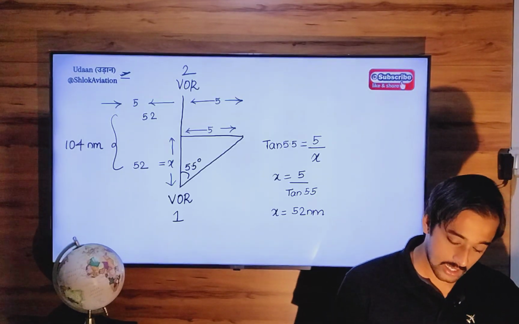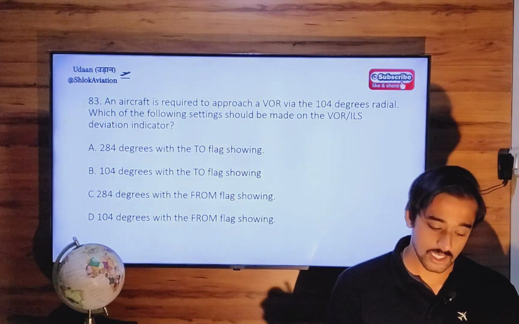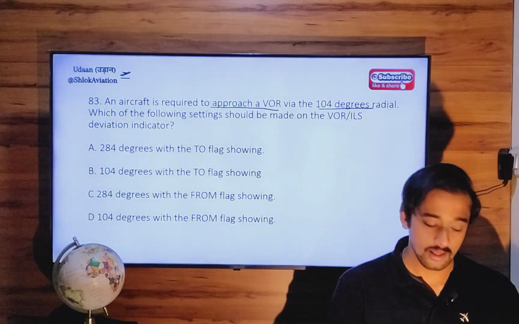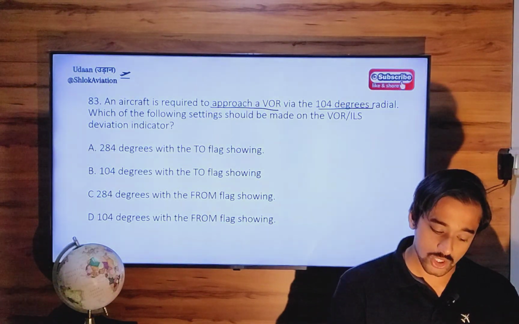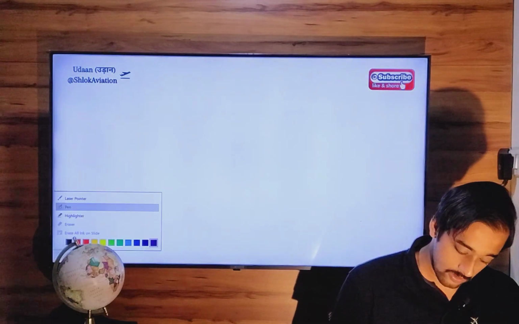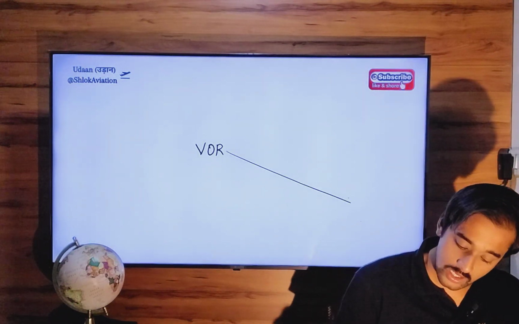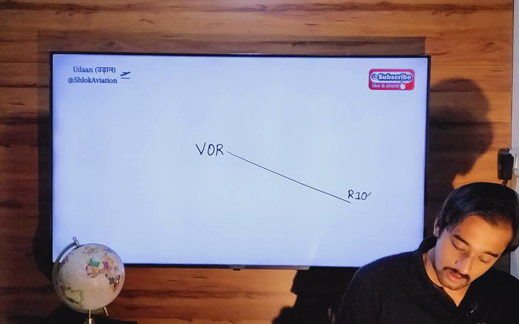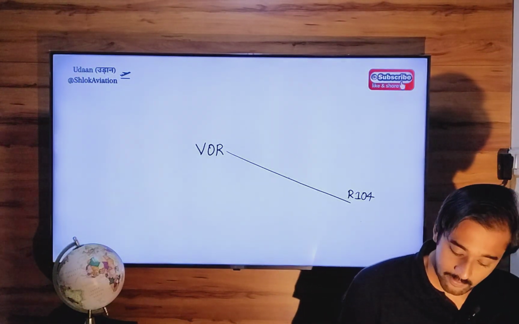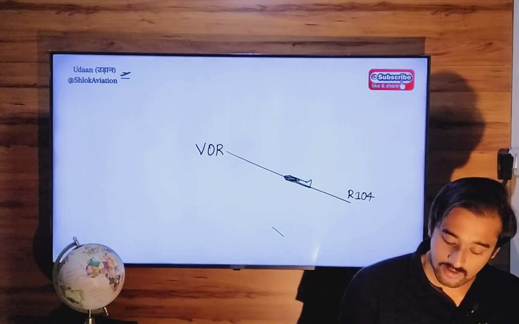Let's go to question 83. Aircraft is required to approach a VOR station, that means to fly inbound via 104-degree radial. Which of the following settings should be made on the deviation indicator? So this is your VOR station and this is the radial 104. You can fly this radial 104 and go inbound and you can also go outbound. So now we have to go inbound.